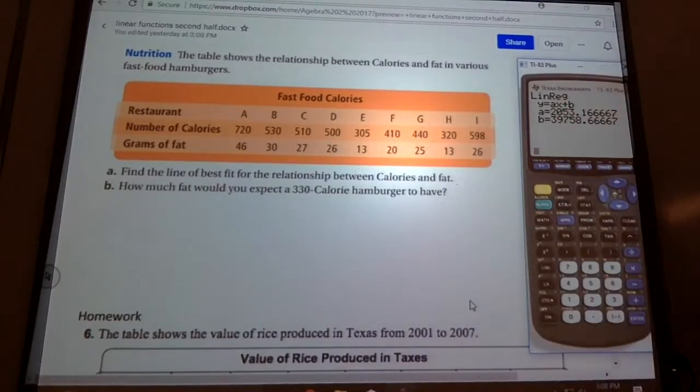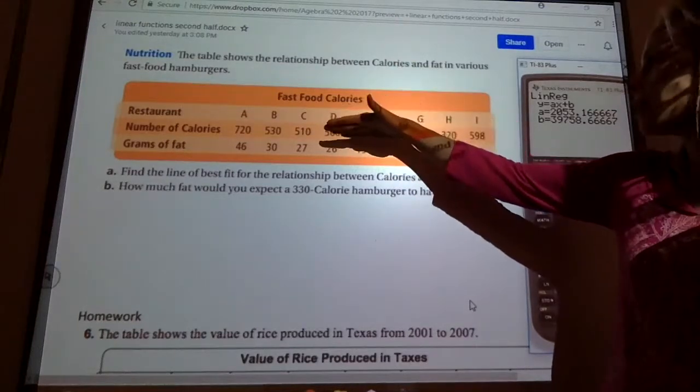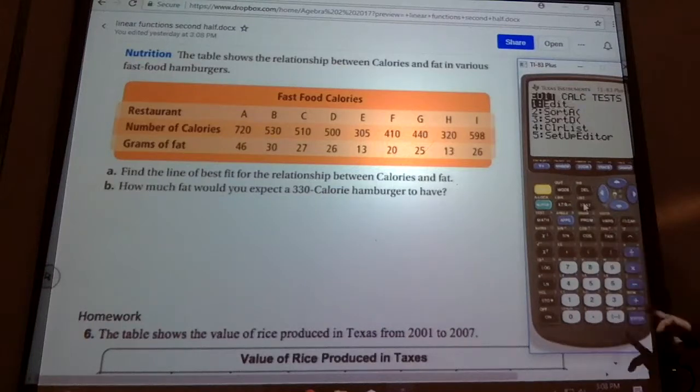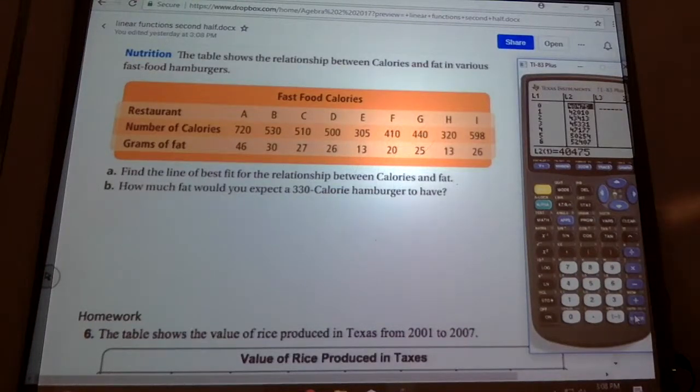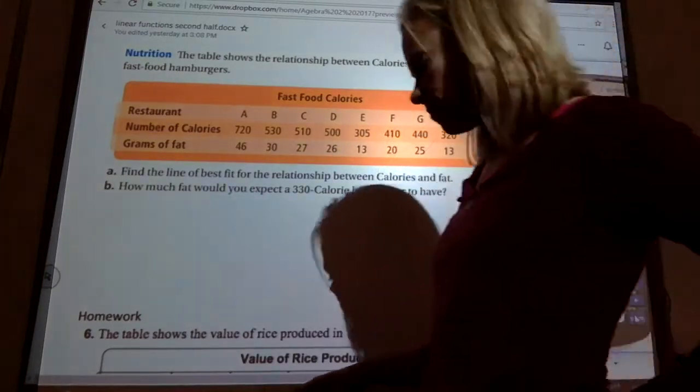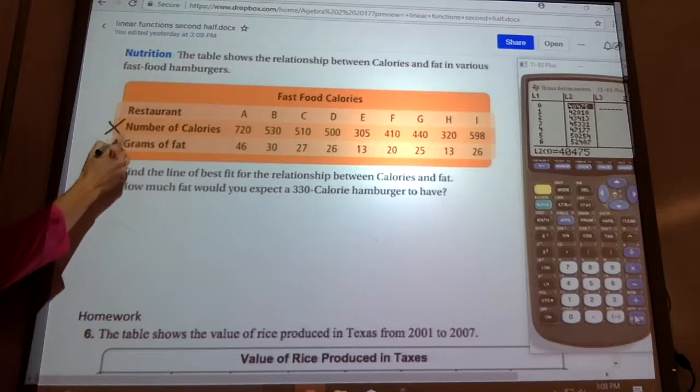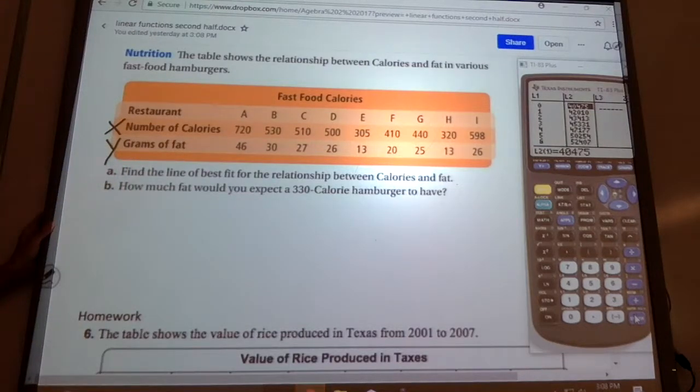So this example is saying the table shows relationship between calories and fat. So before I put this in, stat, edit, I need to decide which is going to be my input, which is going to be my output. Which is my domain, which is my range. On this one, it doesn't matter. Let's just have calories be X, grams of fat be Y. You can actually switch those around on this problem. Your equation will be different if you do, but I'm going to let calories be X, fat be Y.